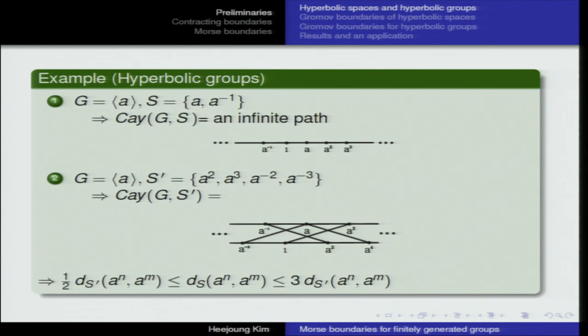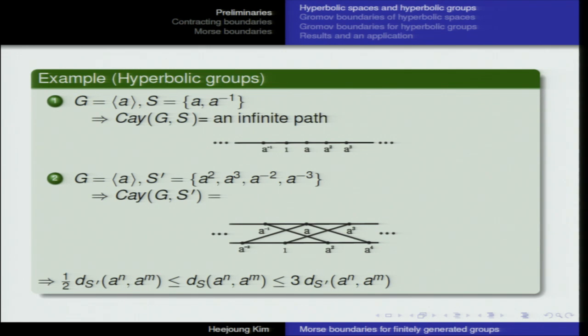And now I will take a different generating set S prime, which consists of a squared, a cubed, and their inverses. Then 2 and 3 are relatively prime, so it is a generating set. And the Cayley graph looks like this. So I think you all already know this. Like here is an edge because they differ by a cubed, something like that. So the Cayley graph is dependent on the generating set, but there is a relation.